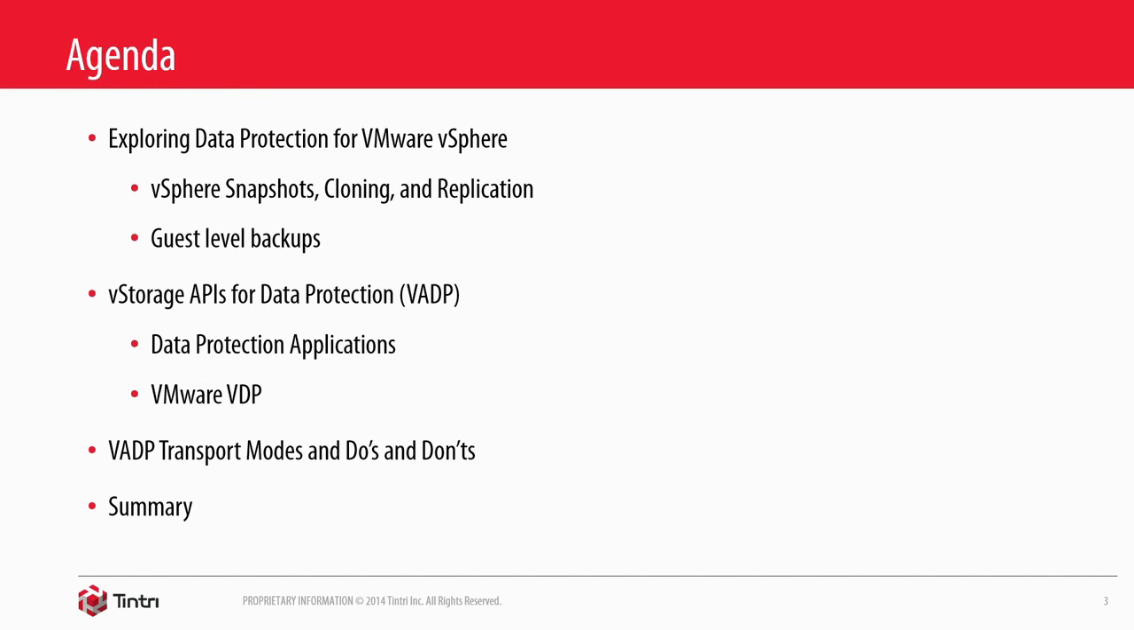So this is the agenda that we will be talking about today. Exploring data protection for VMware vSphere, vSphere snapshots, cloning and replication, guest level backups, vStorage API for VADP, everybody calls that, right? Data protection applications, VMware VDP, what are the transport modes that are available, right? And then a summary.